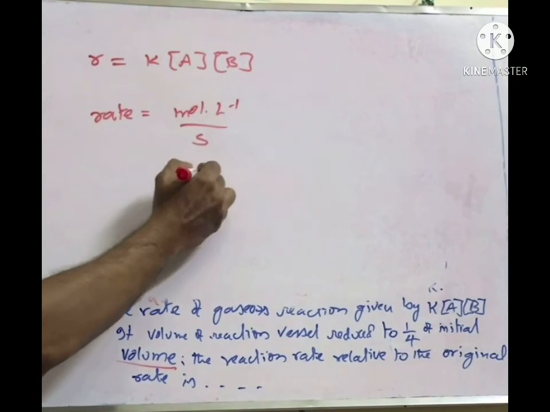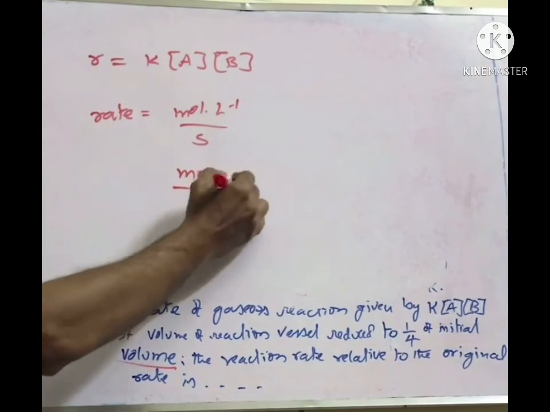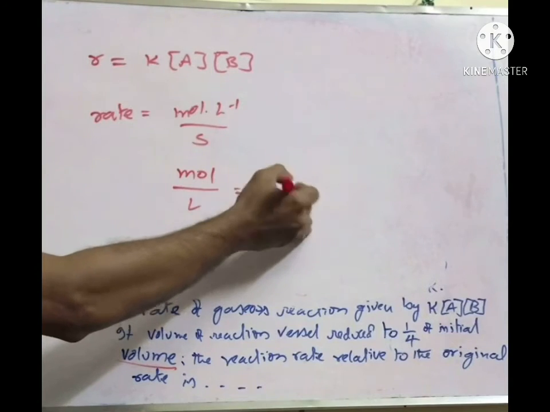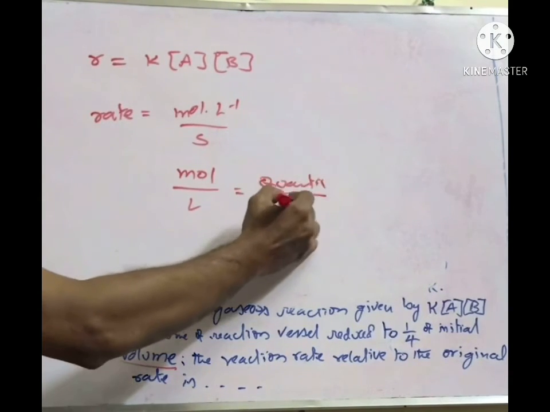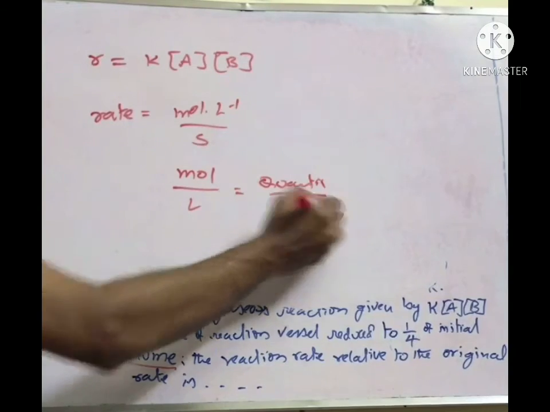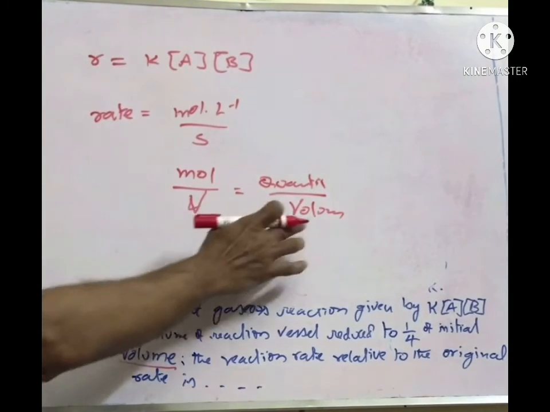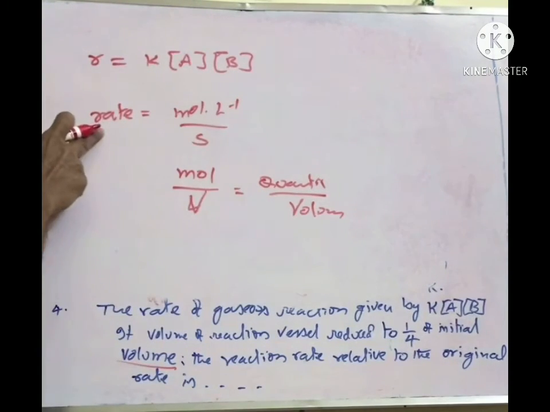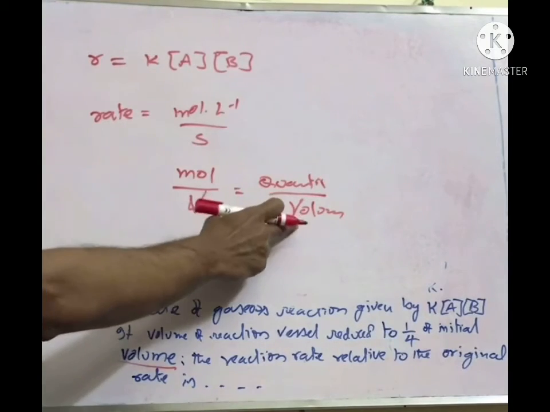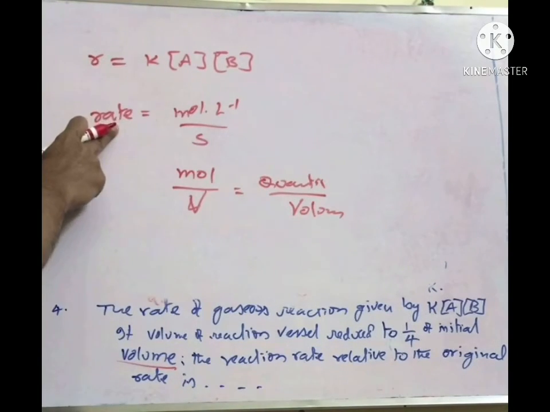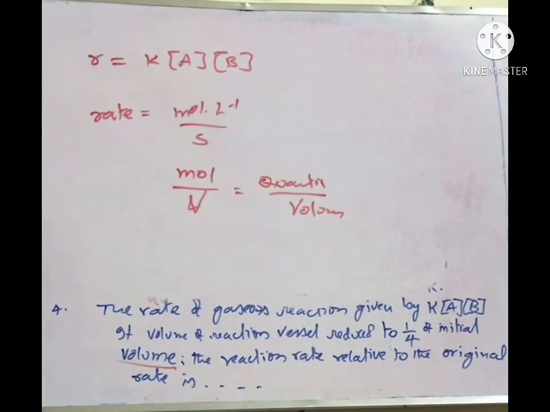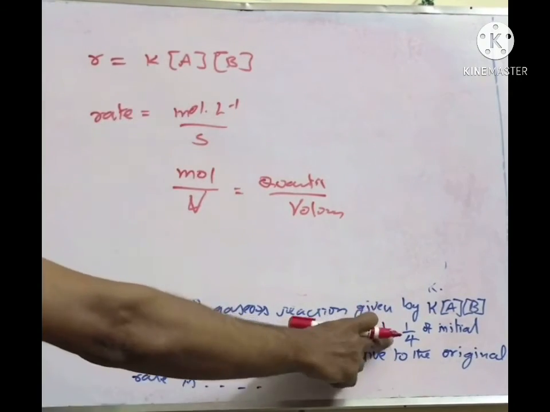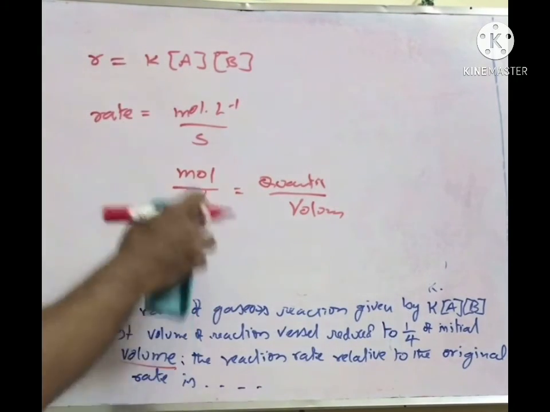So what will happen? Moles per liter is equal to concentration, that is the quantity of the gas or whatever it is, by volume, which we are considering as V. So if the volume is increasing, what will happen? If the volume is higher, the rate will decrease. Correct? If the volume is lesser, the rate will increase. So here the volume is reduced, so the rate will be increased that many times.